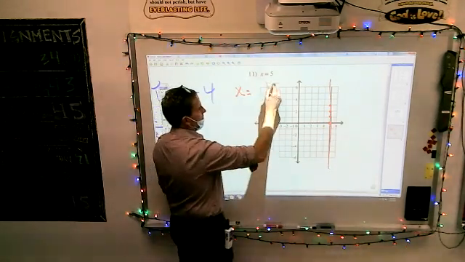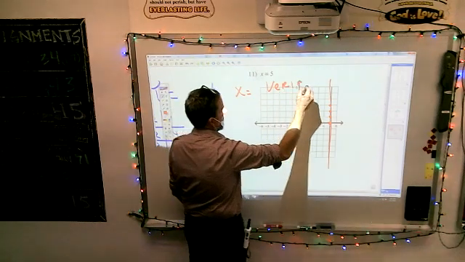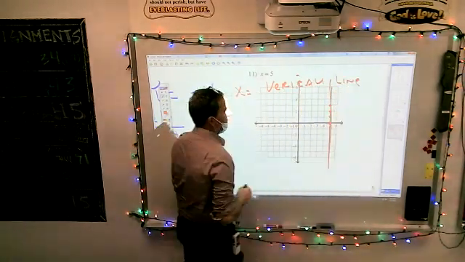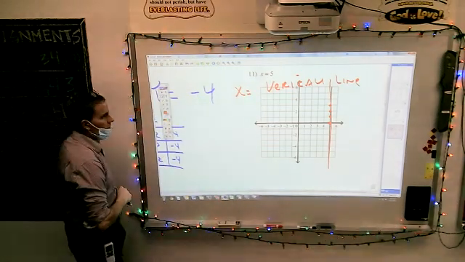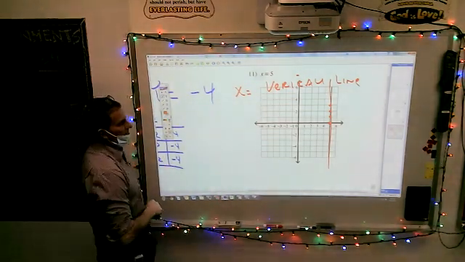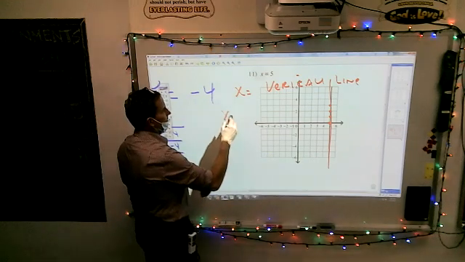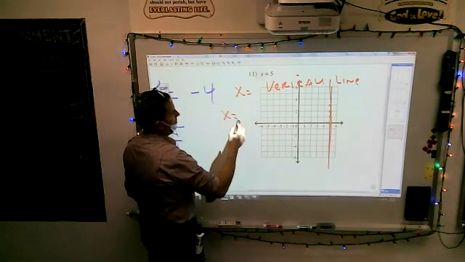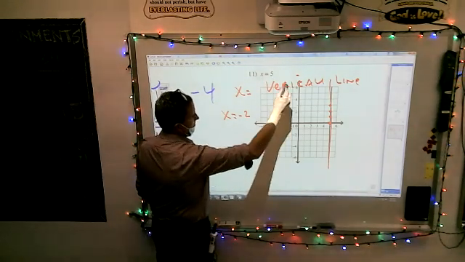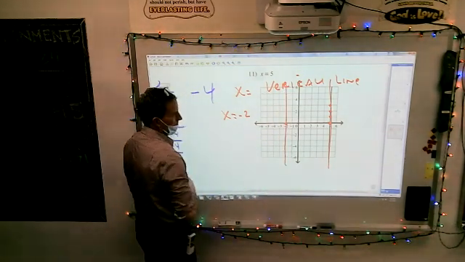X equals is a vertical line. No matter what y is, x is always going to be 5 at whatever point that is. If we were graphing x equals negative 2, then here where x is negative 2, it's going to be a vertical line.